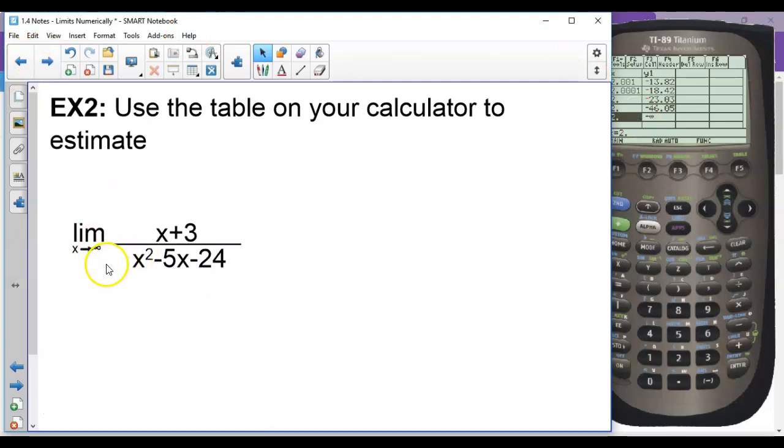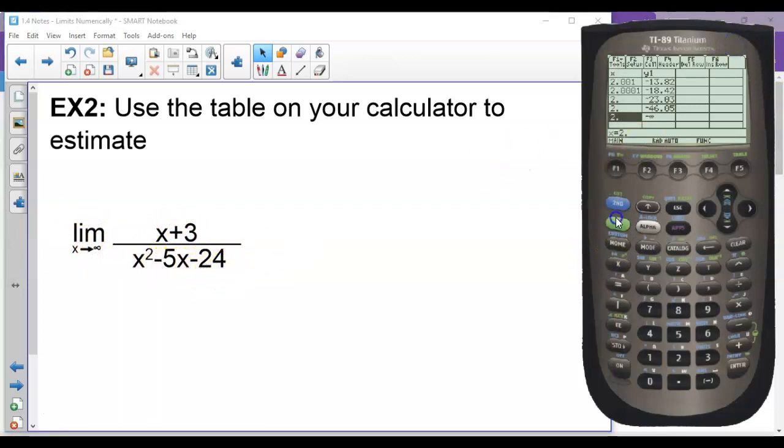Okay, here's our next one. We've got the limit as x approaches infinity of x plus 3 over x squared minus 5x minus 24. So I'm going to go to y equals. I'm going to clear out what I had here, and I'm going to type in x plus 3 divided by x squared. There is no square button on this calculator, so you just have to do x to the second, minus 5x minus 24. Close your parentheses.